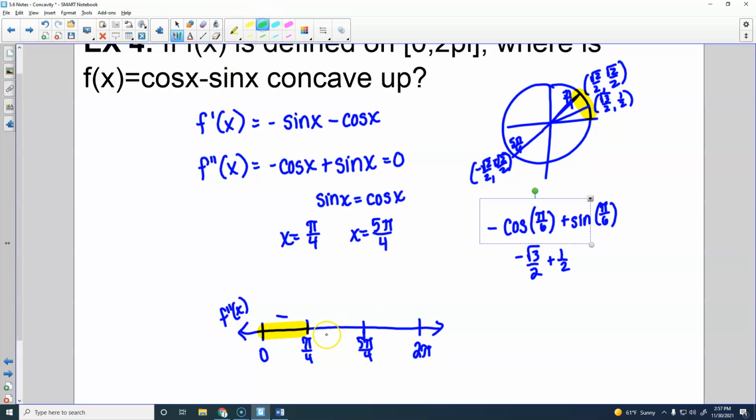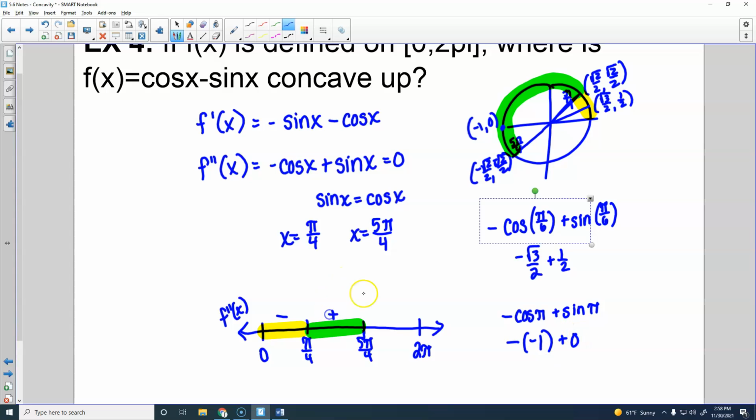Alright, next section, pi over 4 to 5 pi over 4. Pi is probably your easiest thing to plug in here. So we're doing negative cosine of pi plus sine of pi. So coordinates here, negative 1, 0. So you got negative, negative 1 plus 0. That's going to give you a positive.